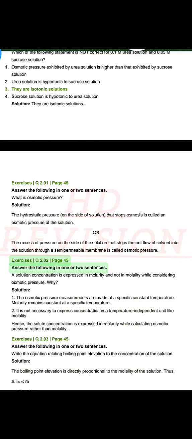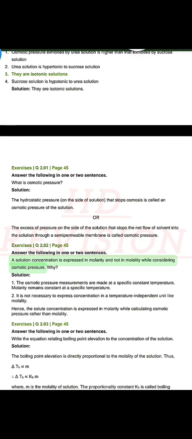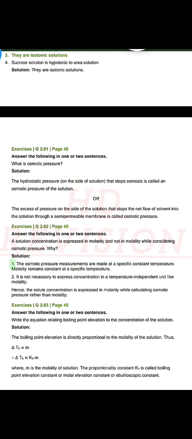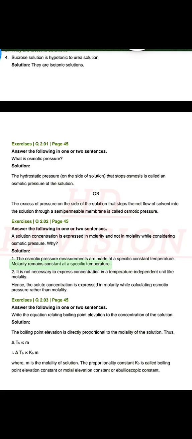Exercises Q2.02, page 45. Answer the following in 1 or 2 sentences. A solution concentration is expressed in molarity and not in molality while considering osmotic pressure. Why? Solution. 1. The osmotic pressure measurements are made at a specific constant temperature. Molarity remains constant at a specific temperature.